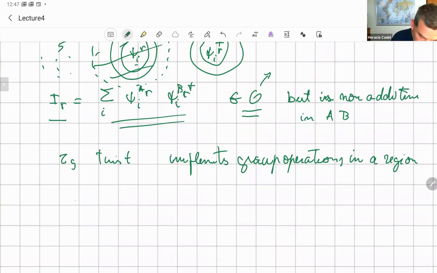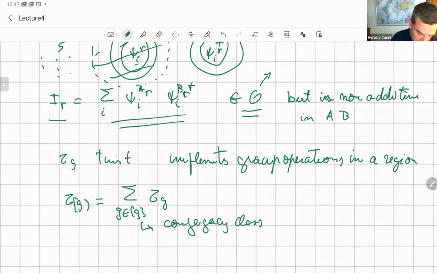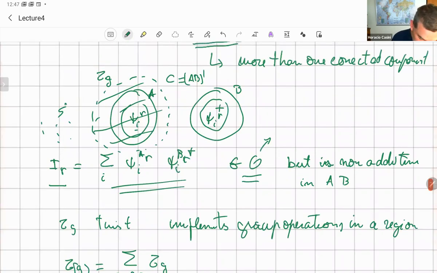In fact, to be invariant under the group, you have to form the sum of these operators over the equivalence class, the conjugacy class of the group. So really, these are the ones that are invariant in the group. And now we can think what happens with the additive algebras and the maximal ones.